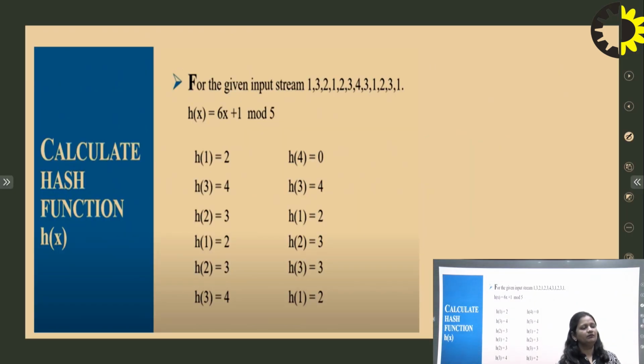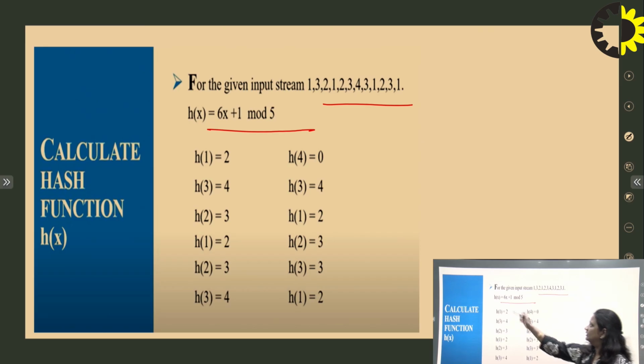Now consider an example for the Flajolet-Martin algorithm. For a given input stream we have 1, 3, 2, 1, 2, 3, 4, 3, 1, 2, 3, 1. We have a hash function of the form ax plus b mod c, where x is an element in the stream, and the value of a is 6, b is equal to 1 and c is equal to 5. These are the hash function parameters a, b, c.